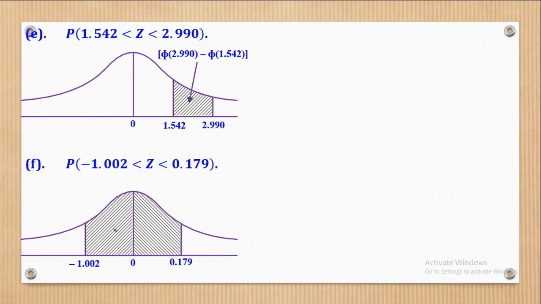Okay, so now after that we remember that phi means values from 0 to a z value. So this phi of negative 1.002 denotes probability from 0 up to negative 1.002, and this phi of 0.179 denotes probability from 0 up to 0.179. So when we add these two, we shall be able to get this probability which they want.